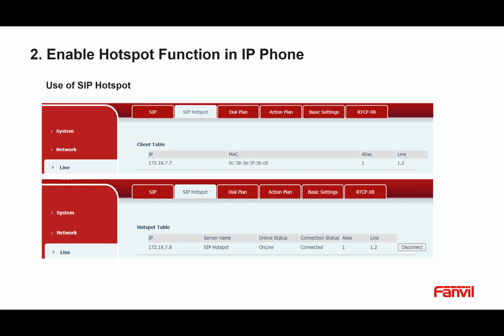After the SIP hotspot is connected successfully, you can see the relevant status information of the SIP hotspot on the client and server side as shown in this configuration. In the previous picture, there is a SIP hotspot server, and we can see the IP address and MAC address of the SIP hotspot client, as well as the alias and the lines. And the alias corresponds to the client's extension number.